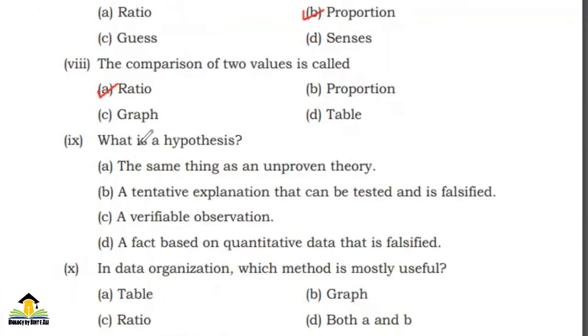MCQ number 9. What is a hypothesis? A. The same thing as an unproven theory. B. A tentative explanation that can be tested and is falsified. C. A verifiable observation. D. A fact based on quantitative data that is falsified. The right answer for this MCQ is A. The same thing as an unproven theory.